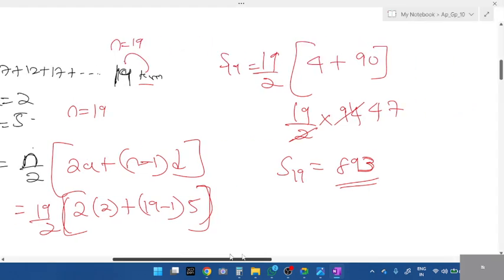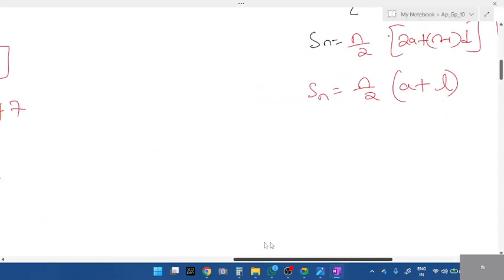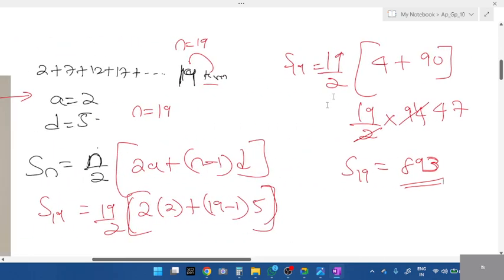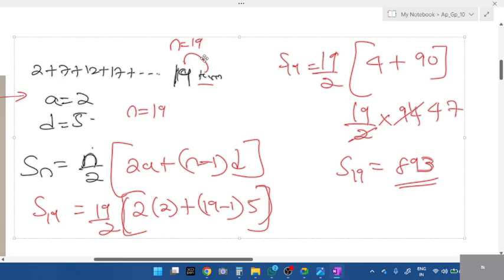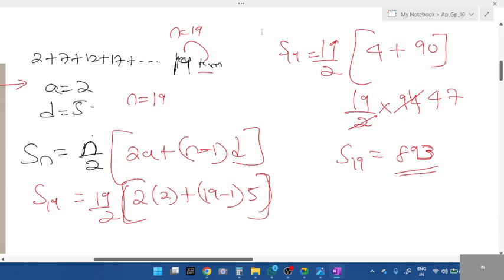Okay, second formula, when L is given, just A and L. Just to practice the formula, I'll do two questions. So whenever term is given, take it as N, students. 19. This is how you solve. Just quickly go through this.